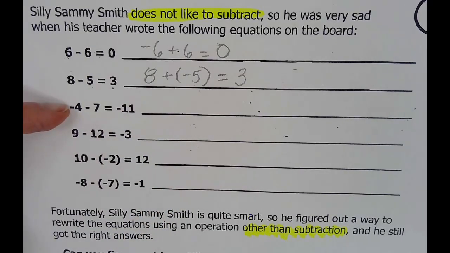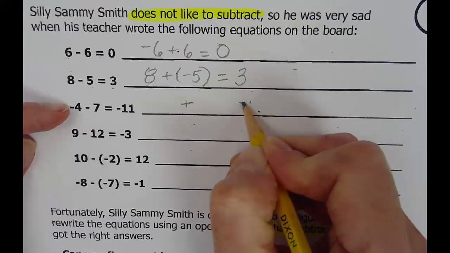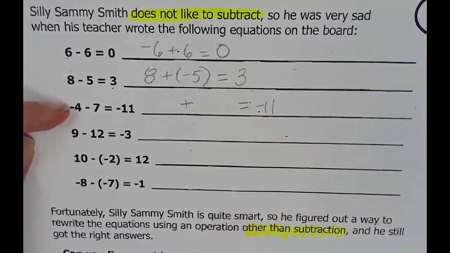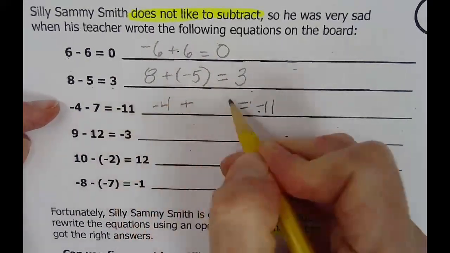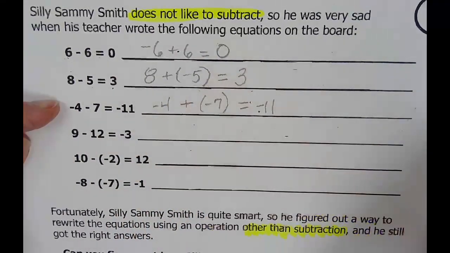How about -4 minus 7? Addition seems to be working for us. So what could I add together that I would get a -11? -7 plus what? -4. What is -4 plus -7? -11. Oh, so that works. It's just -7 and -11.